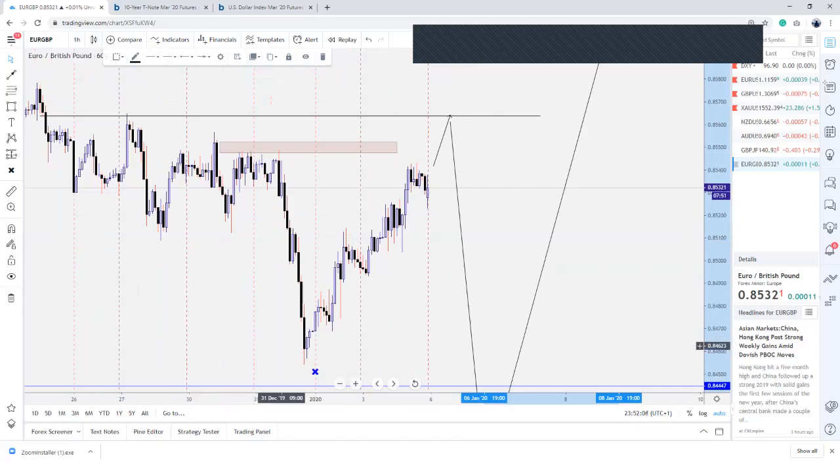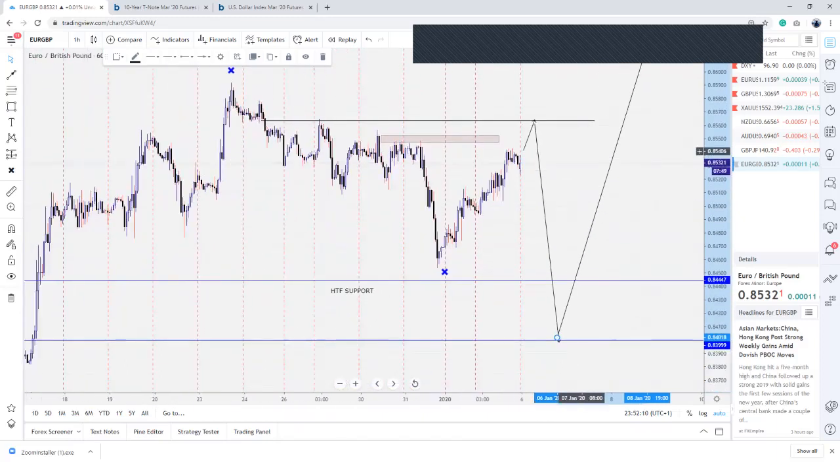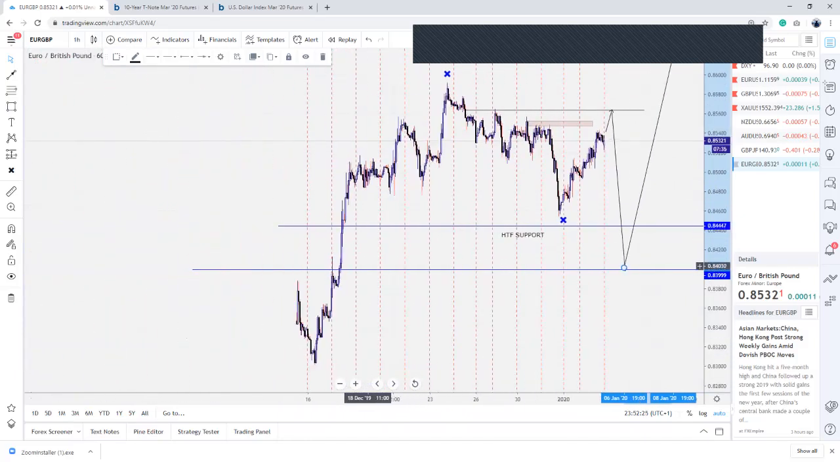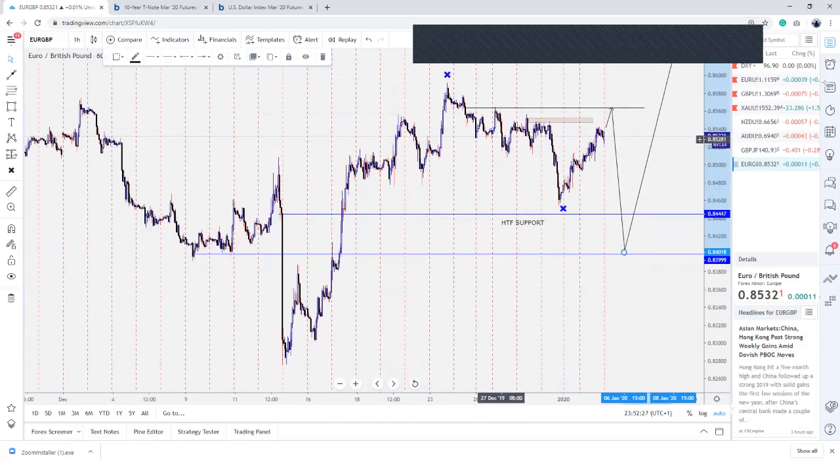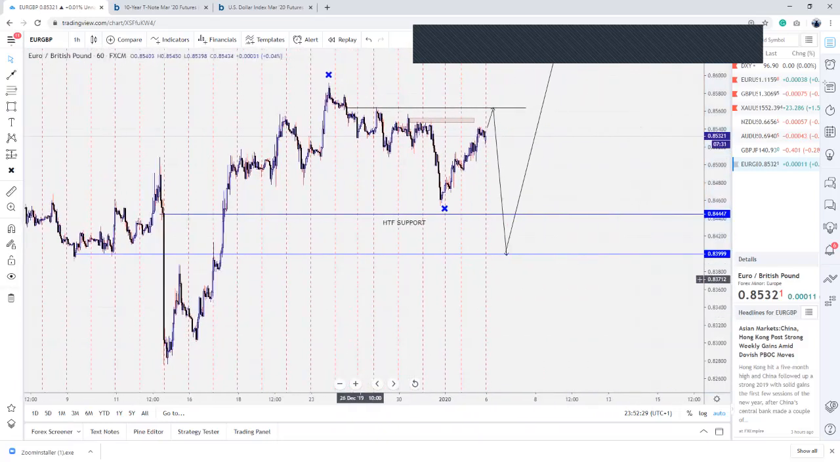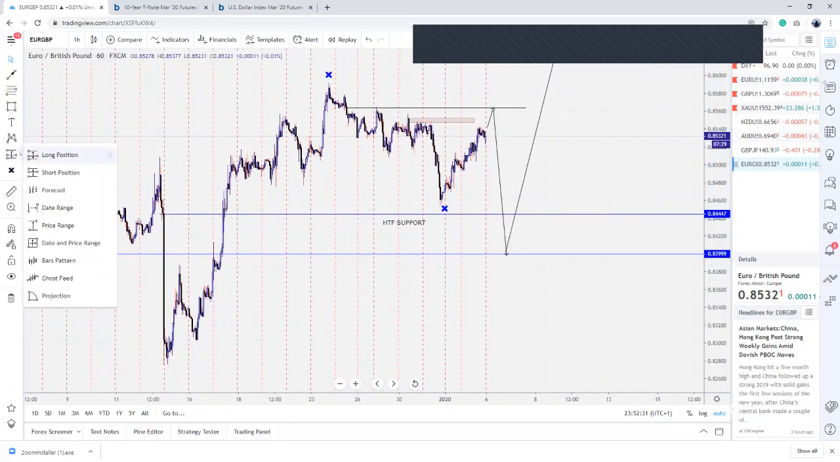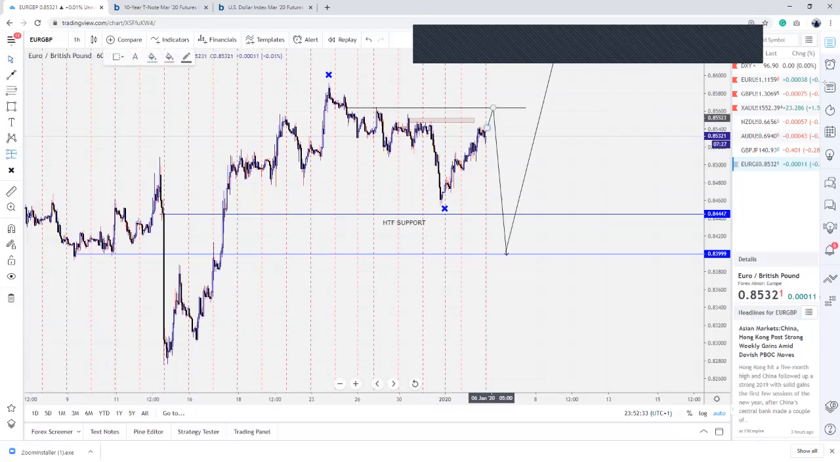So if the market tomorrow rallies up going into London session to around this zone, I'm selling Euro Pound, and I'm going to put my first TP just below this low. Second TP is going to be this higher time frame support. Then from there, I'm going to look to buy Euro Pound all the way up. So tomorrow's trade, the only value trade I'm looking at for tomorrow is short on Euro Pound.